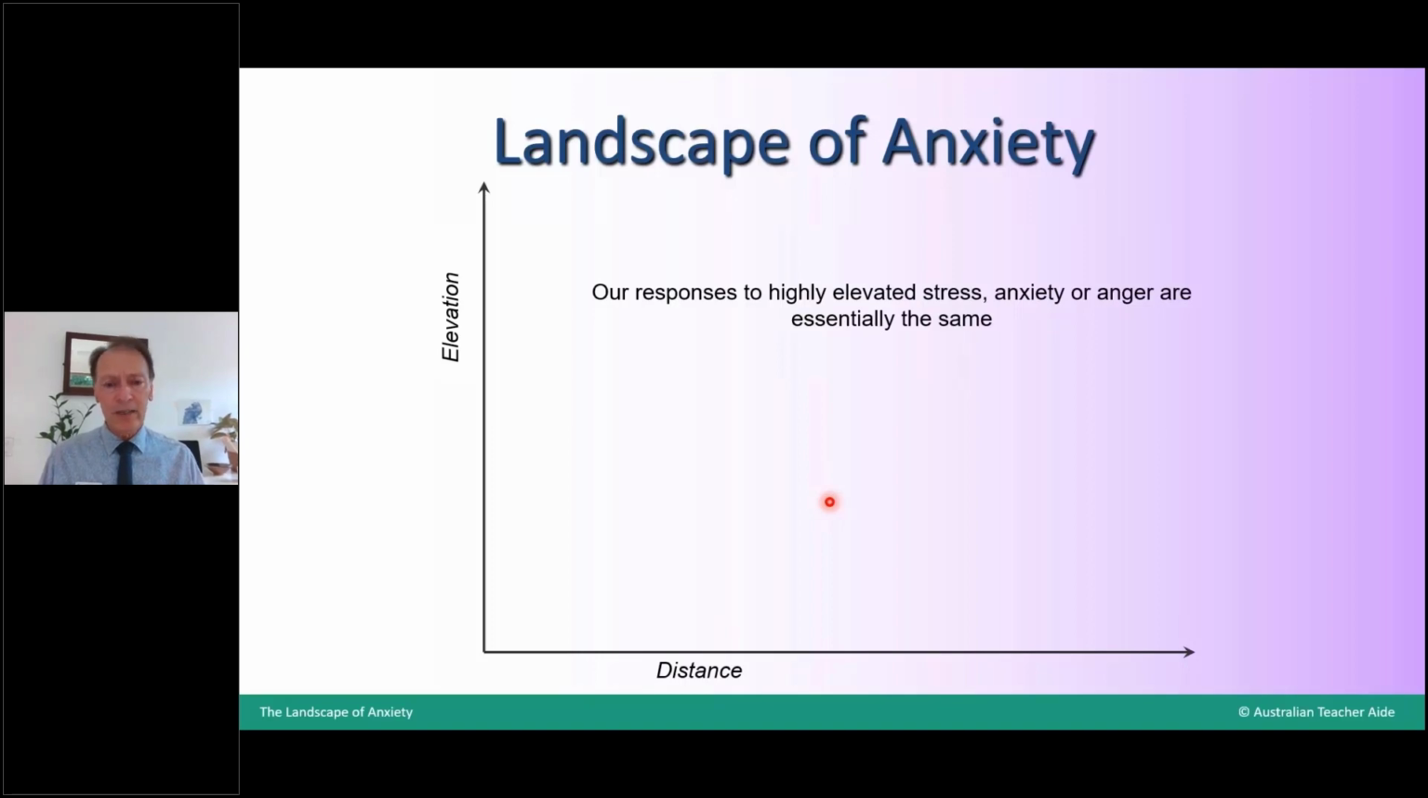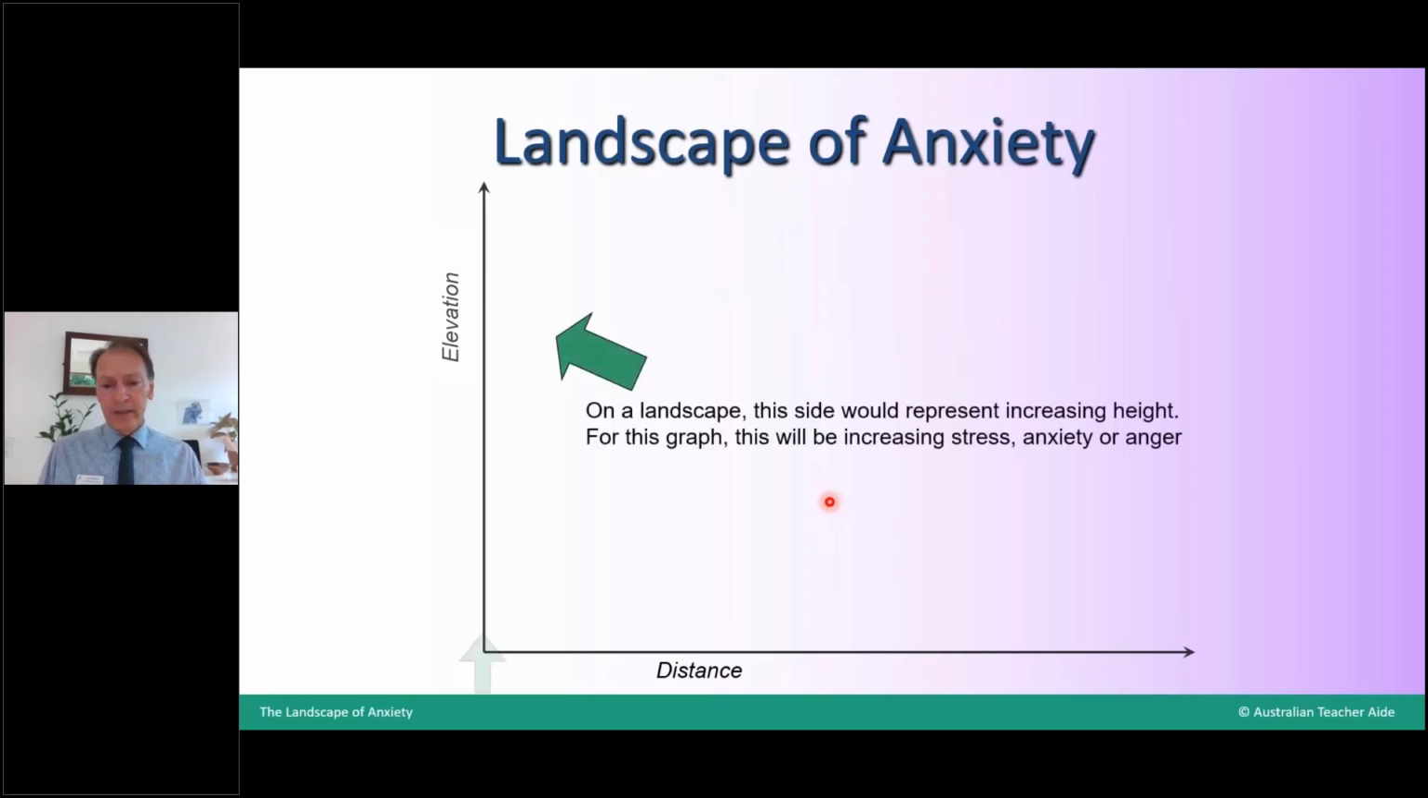Bear in mind that this entire workshop for you as teacher aides is working on children, and they don't have the same cognitive skills or abilities that we do to manage their stress or even identify their stress. So on this side, as we go up in height, we're going to increase in stress or anxiety. So you can see how we've moved up from calm to annoyed, agitated, angry, and possibly enraged.